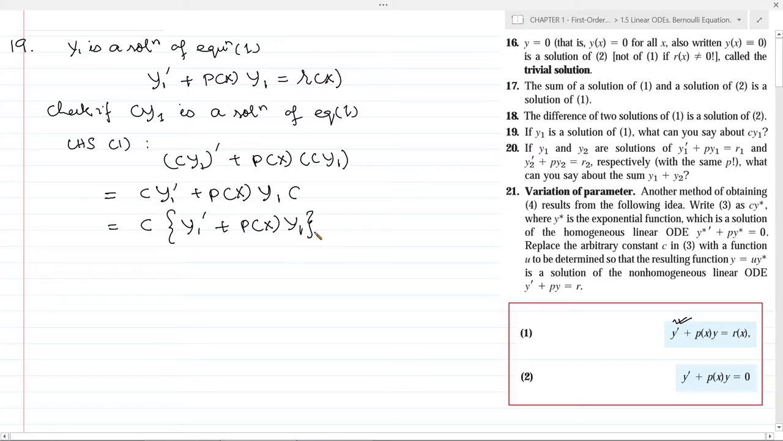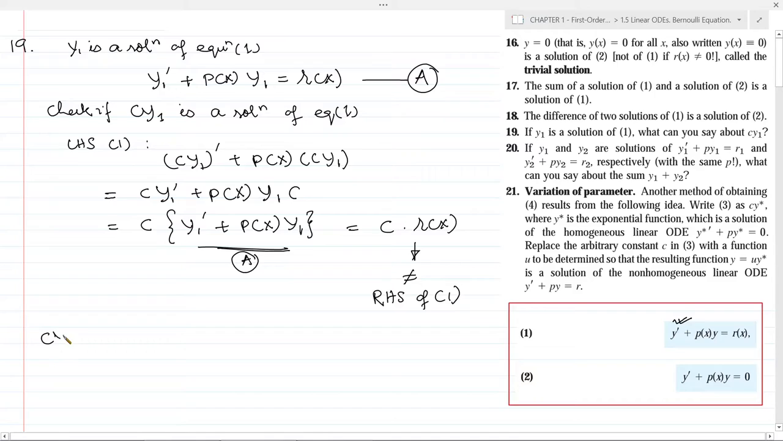Now, if we take this as equation A, then this expression can be derived from equation A, which will be equal to c multiplied by r of x. And c multiplied by r of x, this is not equal to the RHS of equation 1. Therefore, cy1 is not a solution of equation 1 if y1 is a solution of equation 1. But in case of equation 2, if y1 is a solution, then cy1 will also be a solution.